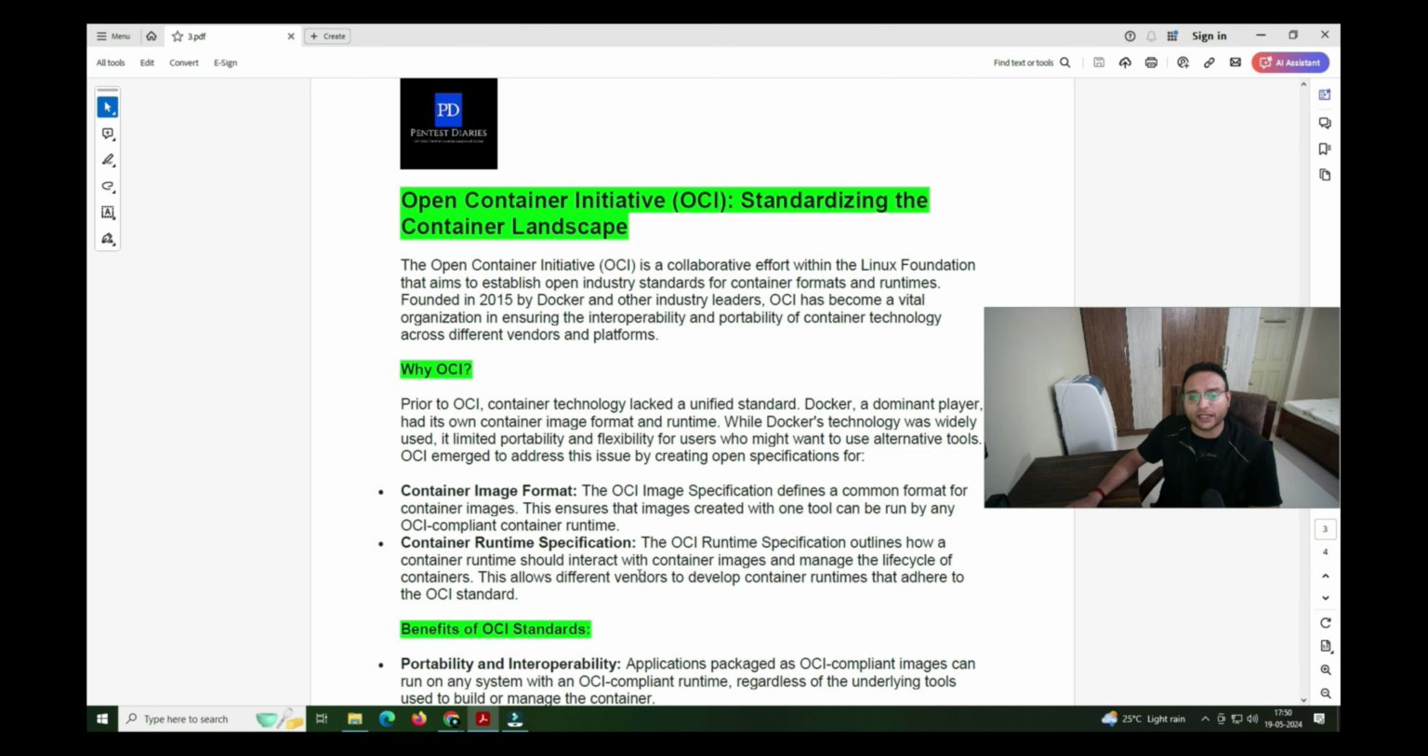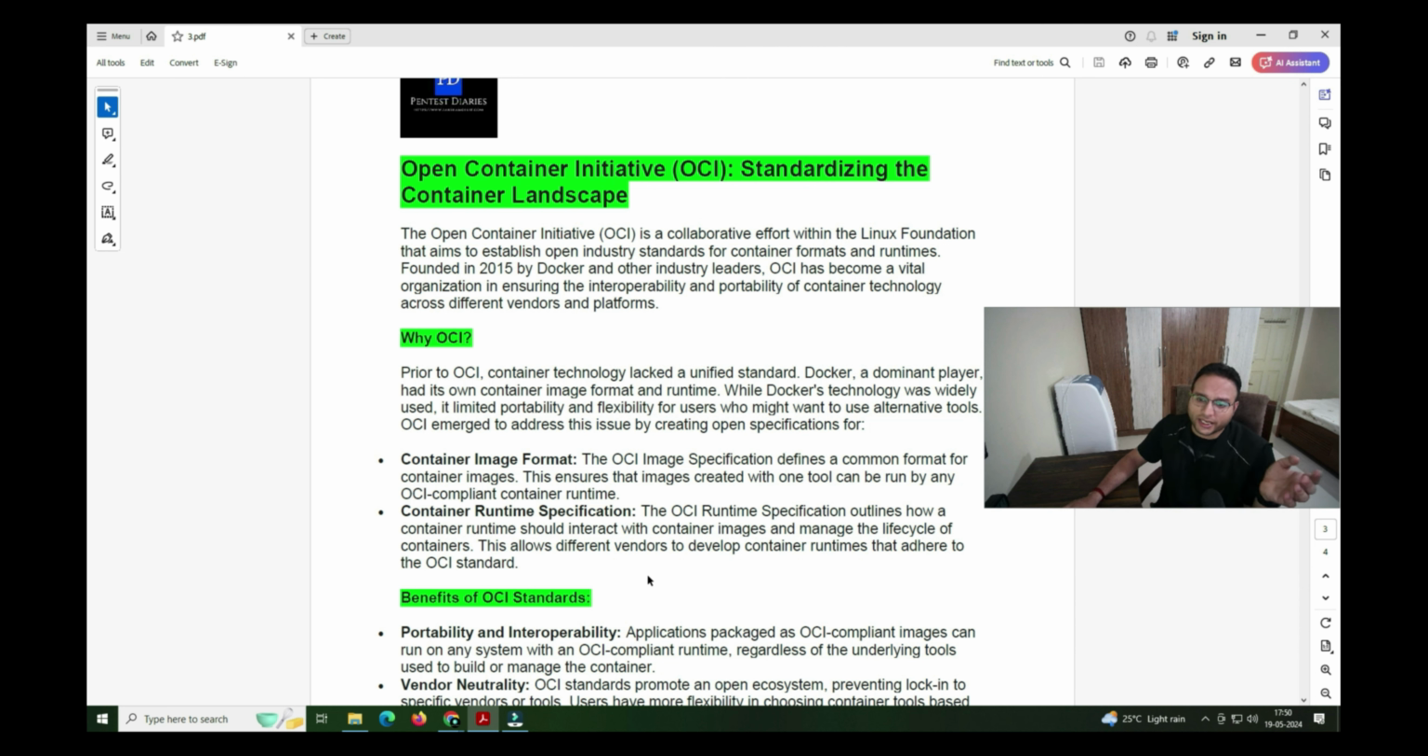Talking about the container runtime specification, the OCI runtime specification outlines how a container runtime should interact with container images and manage the life cycle of containers. This allowed different vendors to develop container runtimes that adhered to the OCI standard. So they have to work within whatever standards are defined by the OCI, so that everything gets bridged and the user experience increases instead of decreasing. That was the main motive of the OCI itself.